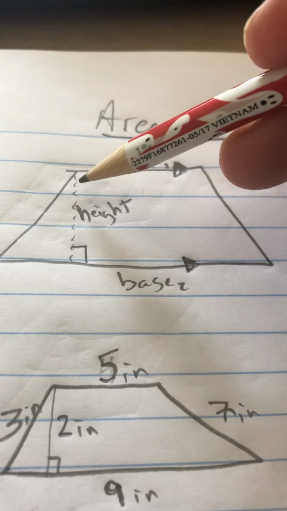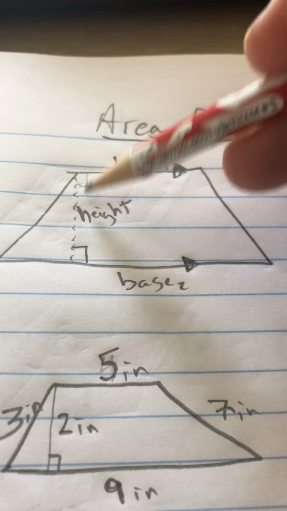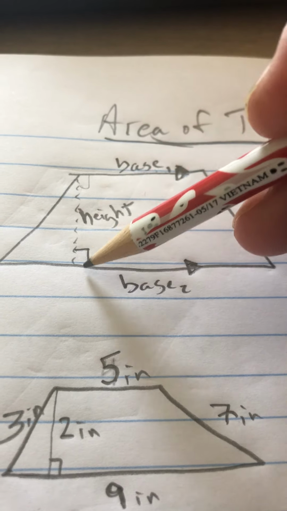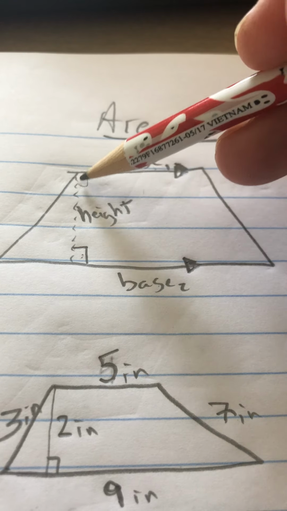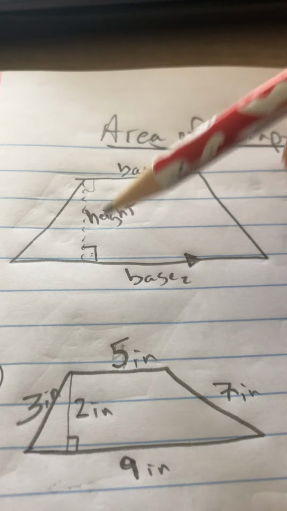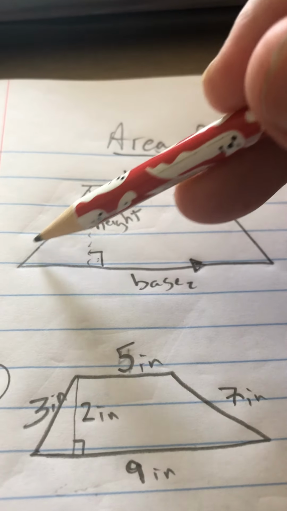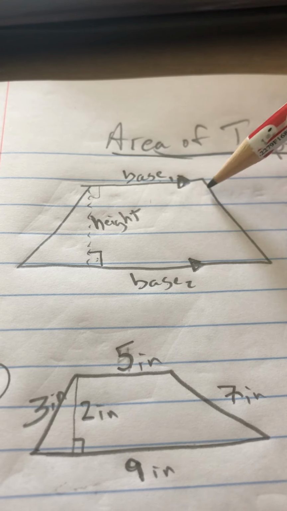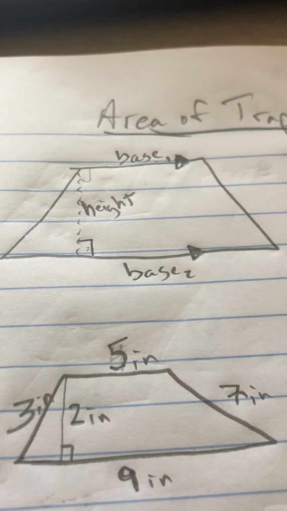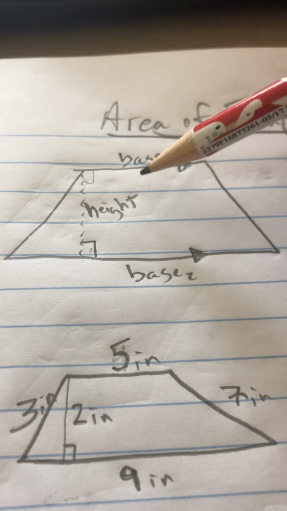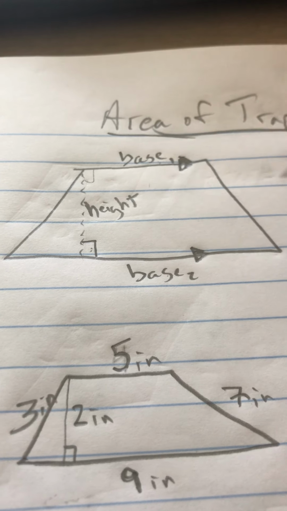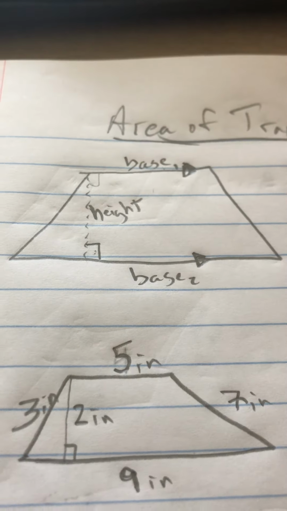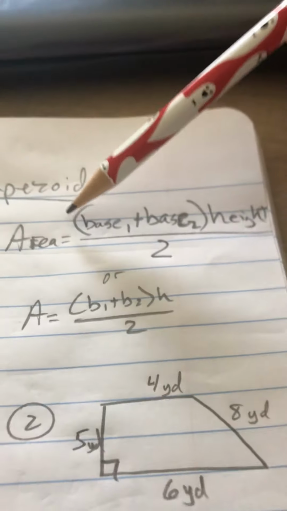Again, your height always makes a 90-degree angle with both bases. You have to be able to identify the height correctly. This is not your actual height. The slants, don't include them as the height. All right, so those are the three things that you are going to use to figure out the area of this entire shape. All right, and here's the formula.